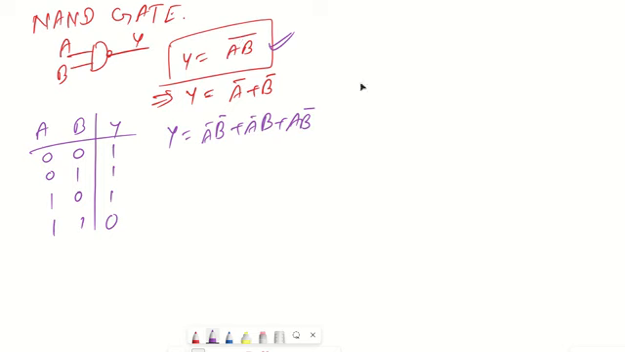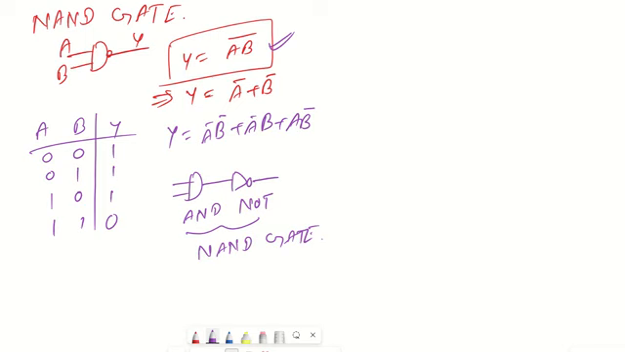Okay, now NAND gate is nothing but a combination of AND gate and NOT gate. So you can see we have this as AND gate, and if you put one more NOT gate, so this is my NOT gate that we have studied. So this total put together is going to be called NAND gate.